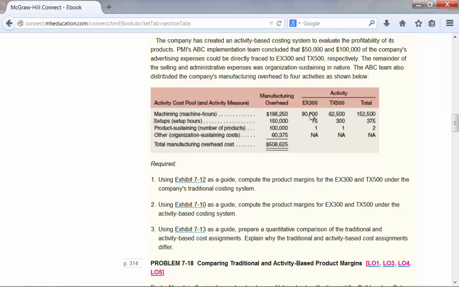So for example, the EX300 took 90,000 machine hours, and the TX500 took 62,500 machine hours. The total machine hours is here. How many times they have to set up the machines for the E product? 75 times. How many times for the T product? 300 times. There's the total setups. And then there's 1 E product, 1 T product, and there's 2 total products. And the other activity, the organization sustaining stuff, it's just all that other stuff. And there's no cost driver for it. So it's just everything else.